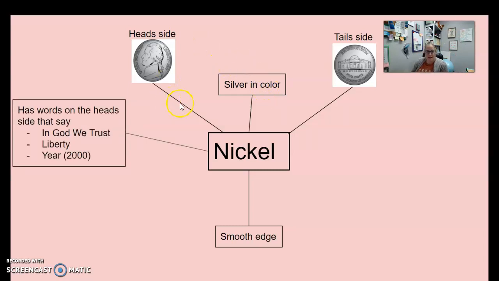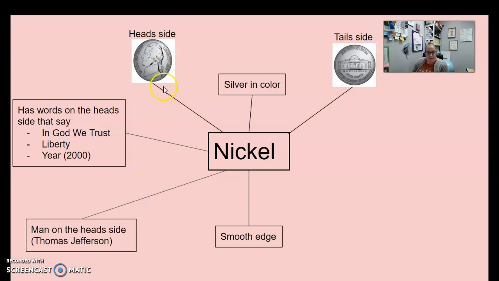On the head side, it has some different words. So it says, "In God we trust," right here. It says "liberty" right here. And it has the year. So this one says 2007. The man on the head side is another one of our presidents. His name is Thomas Jefferson, and he is one of our important presidents.